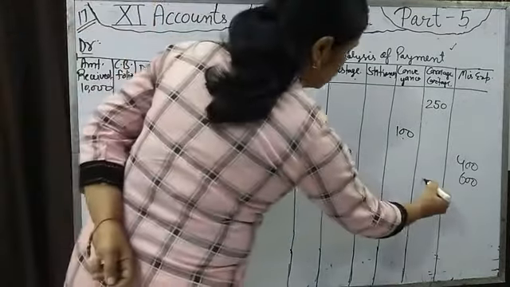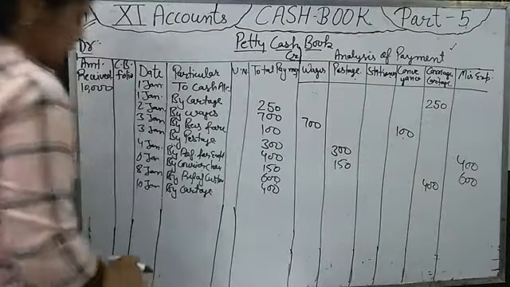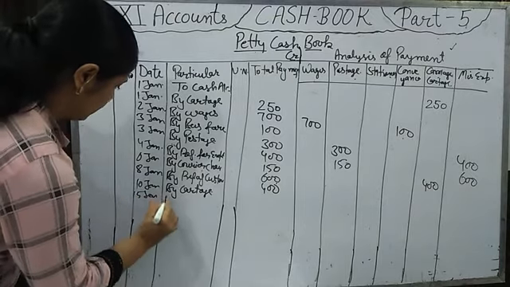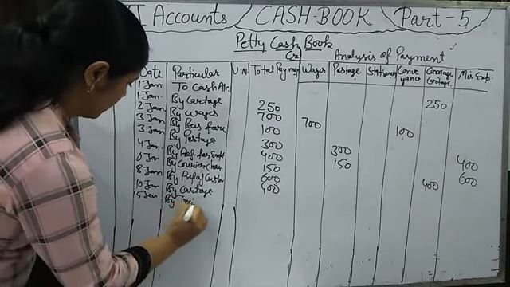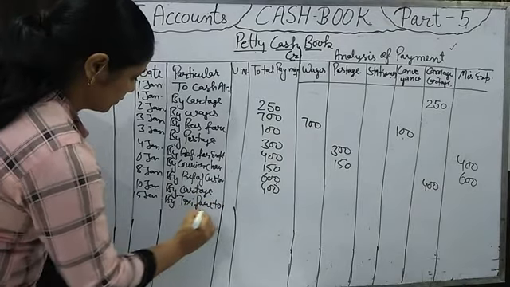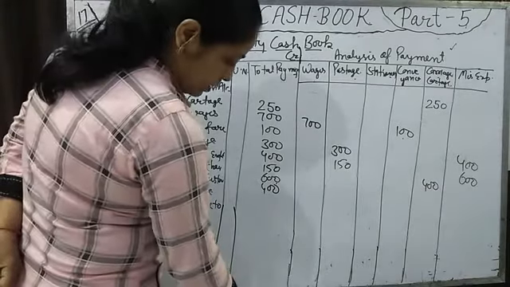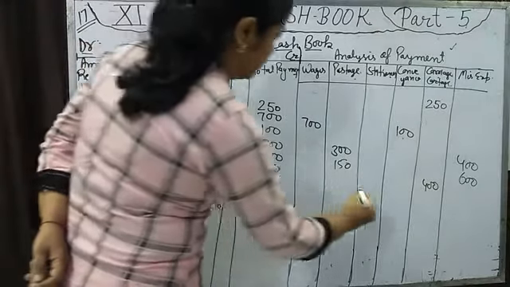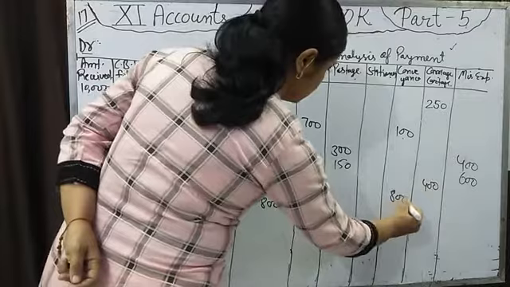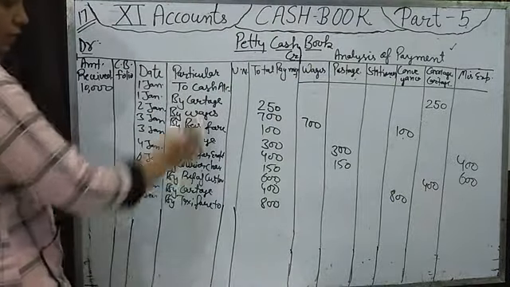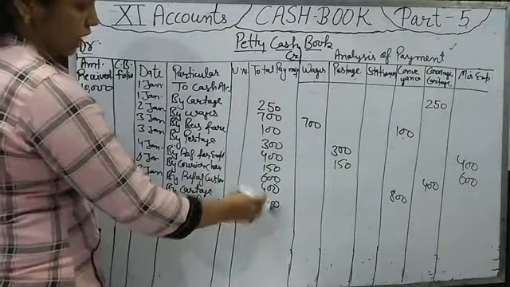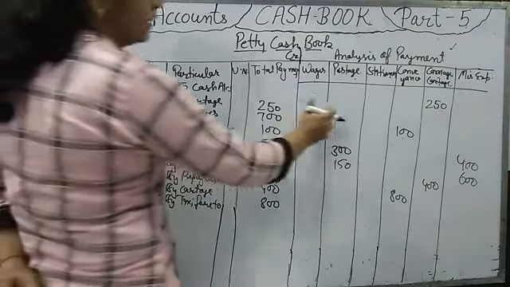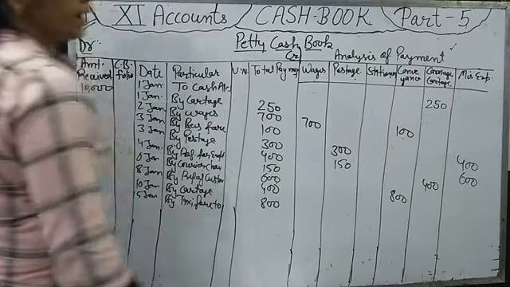That will come in the carriage and cartage column also. Then on 15th Jan, taxi fare to manager, the amount is 800, and conveyance charges. Okay. So we will write all the payments two times, one in the total payment and one with which category of payment, we write in that column also.